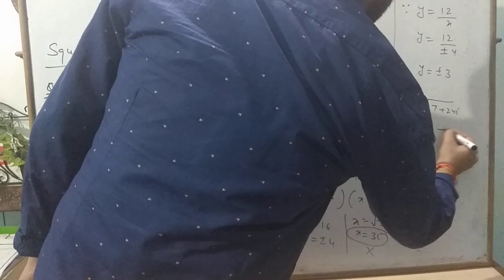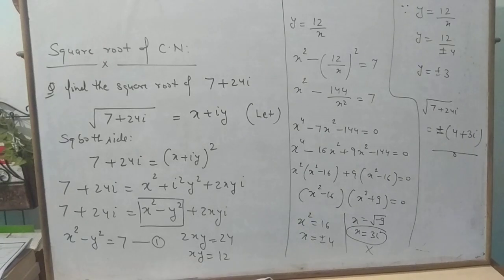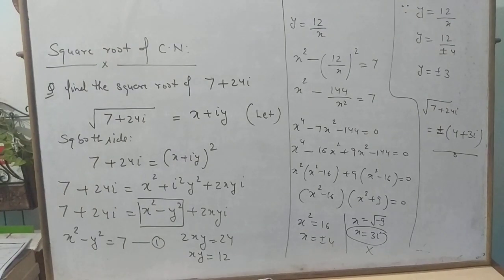So the square root of 7 plus 24i is equal to plus minus, the value of x is 4 and the value of y is 3, so 4 plus 3i. So this is the way we can find the square root. Since we are finding a square root, that is why we write plus minus, 4 plus 3i. So this is another concept of finding the square root of a complex number.